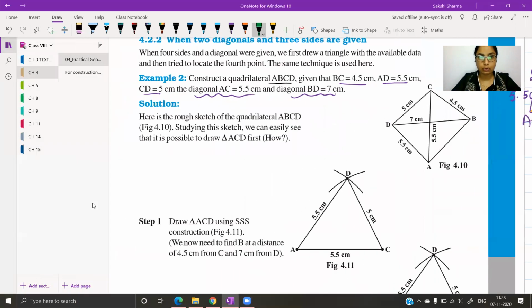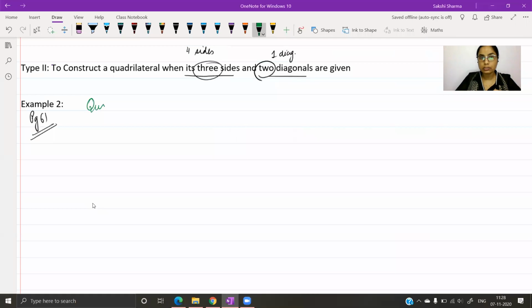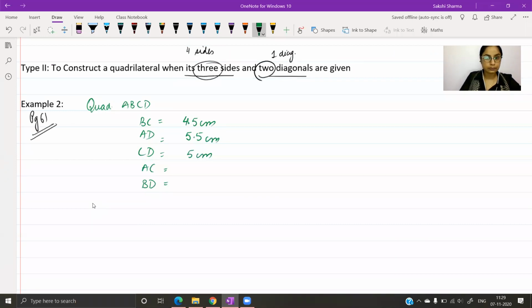So let's write down in the notebooks. First of all, I'm going to write down whatever is given to me. I have been given to construct a quadrilateral ABCD. Write down whatever is given to you. You have been given BC, AD, CD, and you have been given AC and BD. 5 elements. Out of these 5 elements, the first 3 are your sides and the last 2 are the diagonals. So these 2 are your diagonals and these are the 3 sides.